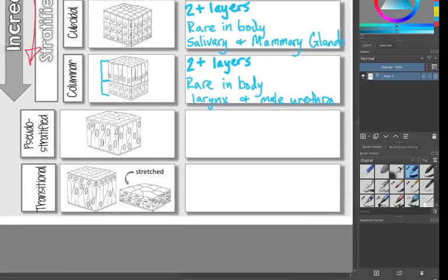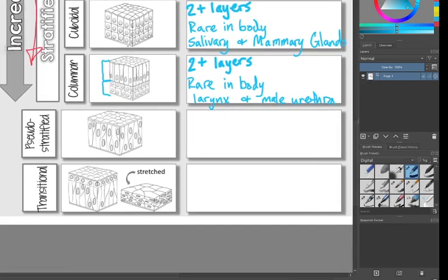When we come down here, we have two types of specialized tissues that really don't fit into this category, but they are nevertheless increased or more complex than the previous. And these are called pseudostratified and transitional tissues. Now, when we look at pseudostratified, we see all these little dots all over the place, and these are the nuclei of the cell. So the nuclei of the cell are kind of all over the place.